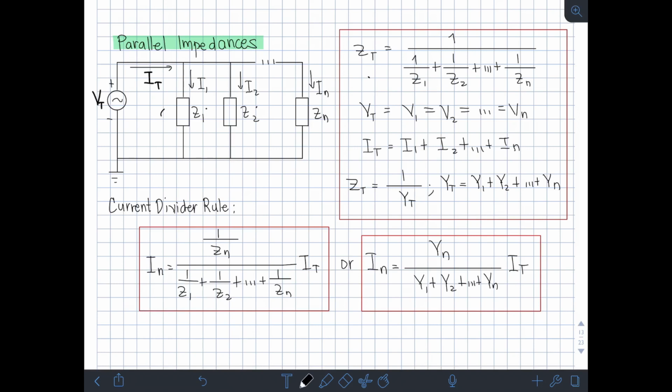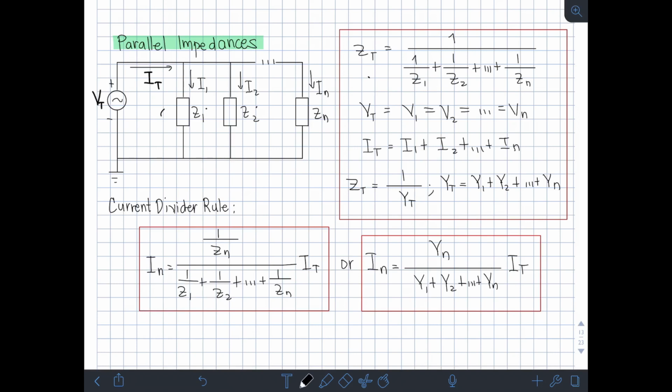And then this time, kapag parallel impedances naman, ang current natin yung madidivide doon sa bawat branch ng impedances. So, therefore, we have It is equal to the sum of the individual current doon sa bawat impedance branch. So, It is equal to I sub 1 plus I sub 2 plus ... plus I sub n.